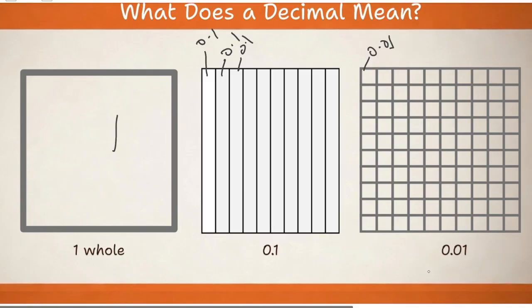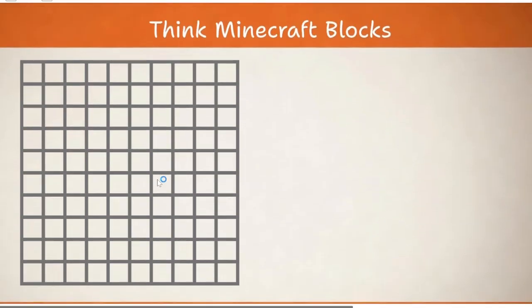So decimals are just parts of a whole. Whenever you come across a decimal, just know that it is part of a whole, because this now is a part of this whole. This side is a part of this whole. So now imagine this square is a Minecraft floor made of 100 blocks.